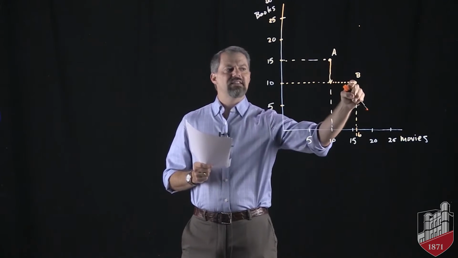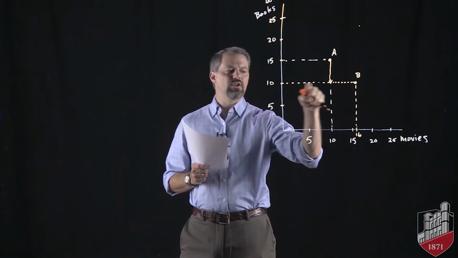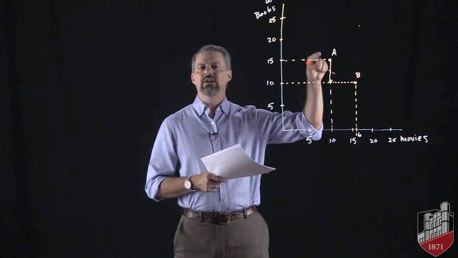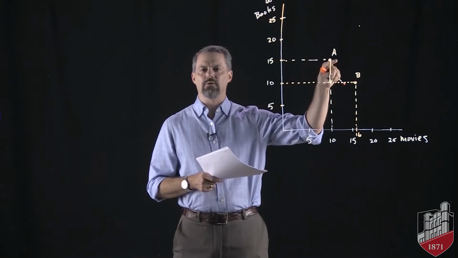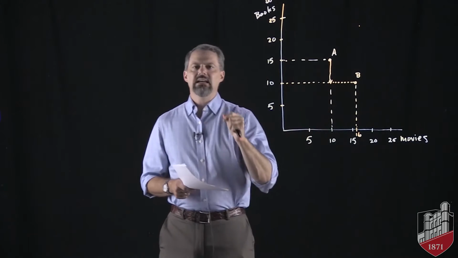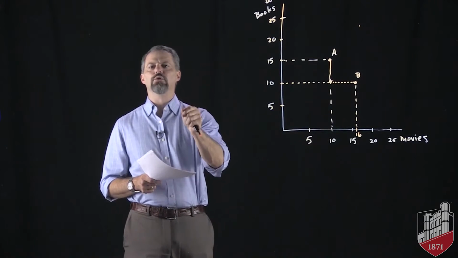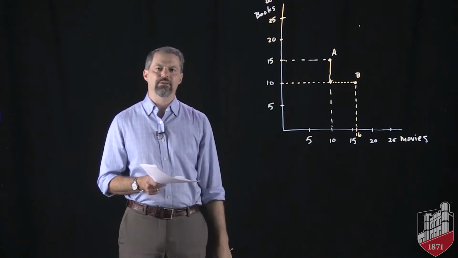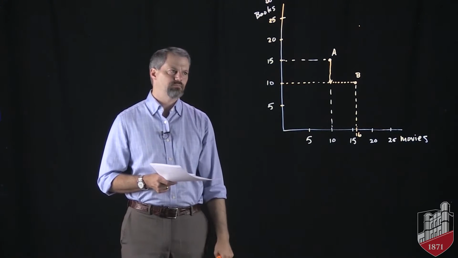And then if we were to take this bundle where they've got 10 books and 16 movies and plug that into the utility function, it would give us the exact same number of utils. So points A and B, bundle A and B, give us the same number of utils from our utility function. The consumer is completely indifferent between the 2 bundles.